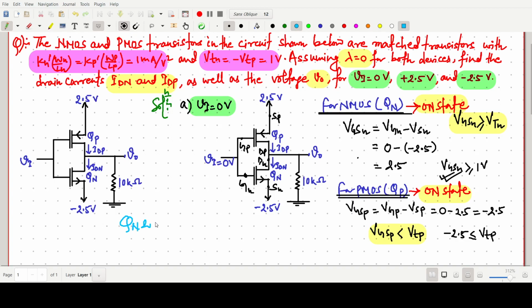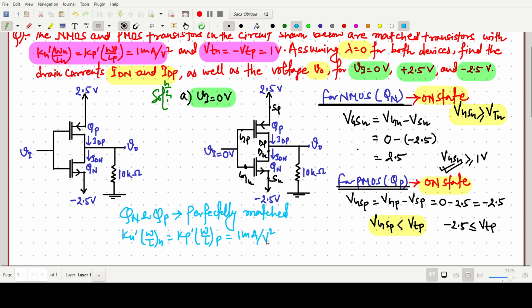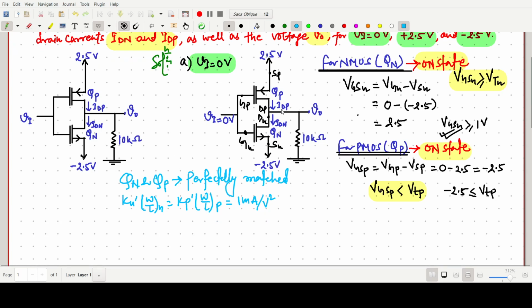Here Qn, that is our NMOS, and Qp are both perfectly matched transistors having Kn dash W by L of N and Kp dash W by L of P equal to 1 milliampere per volt square, and Vt are all given. Now we know this one is in the on state. The circuit is symmetrical.